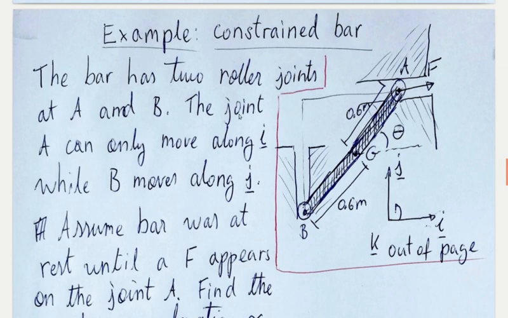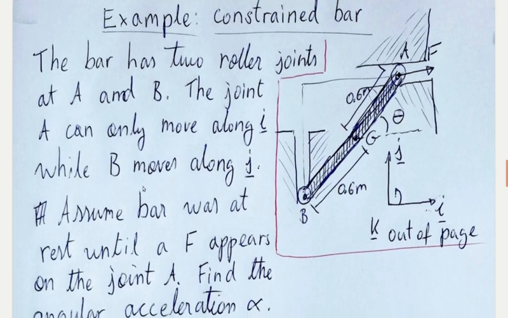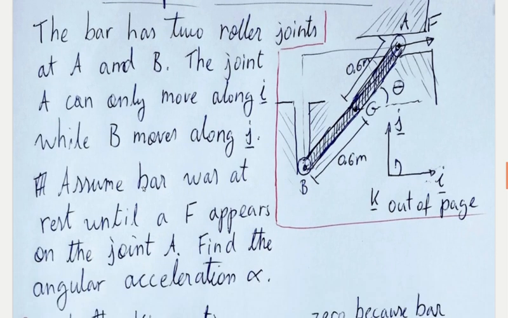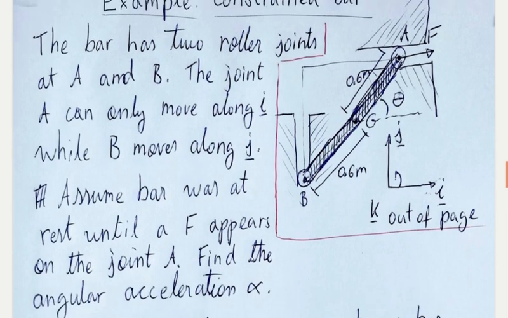Okay, so here's a summary of what I just said. The bar has two roller joints, just as I explained. The bar was at rest. Let's find the angular acceleration in terms of the force. We're going to have to use everything we've learned up to now in kinematics and kinetics to do this question, but it's pretty cool.